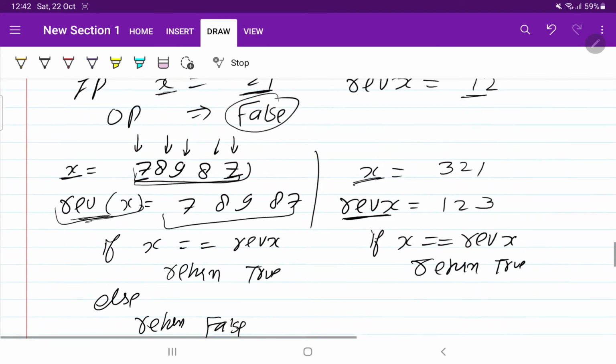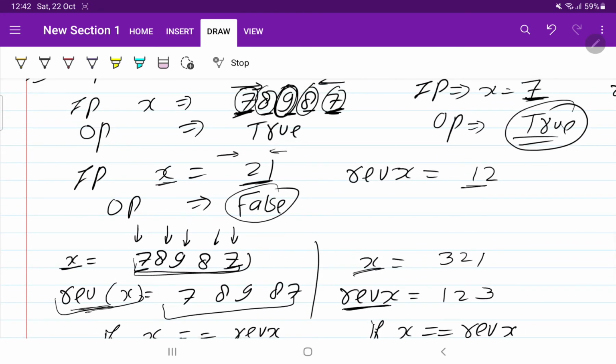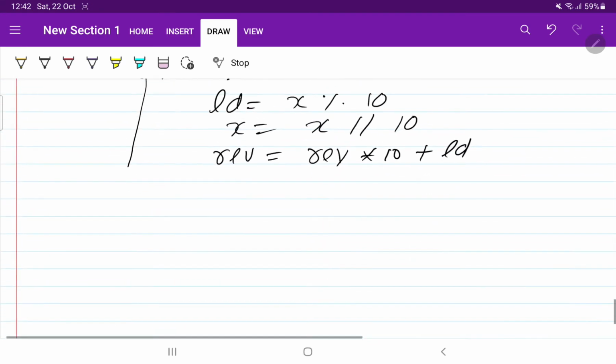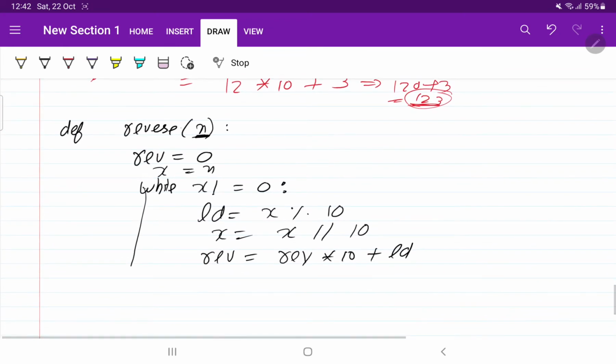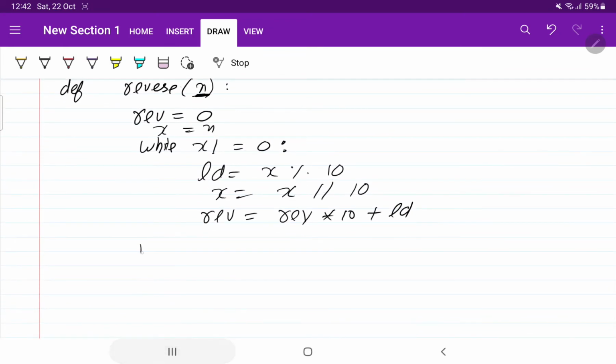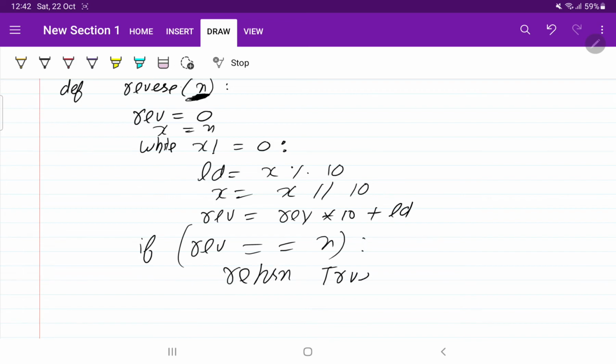Our question was to check whether the number is a palindrome or not. So we have got the last digit. Now we will apply the condition: if reverse is equal to the number that we have got initially, so initially what we got? N. If both are equal, we will return true. Else, we will return false.